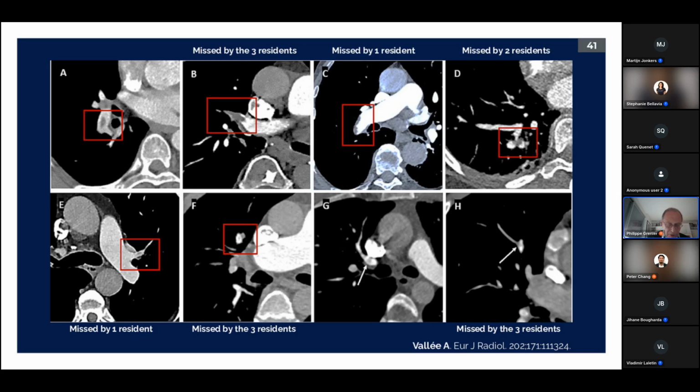J, hypoattenuation in the right upper lobar pulmonary artery missed by the residents, considered as an artifact by the consensus reading due to high contrast in the superior vena cava. And H, segmental PE missed by the software and the residents.